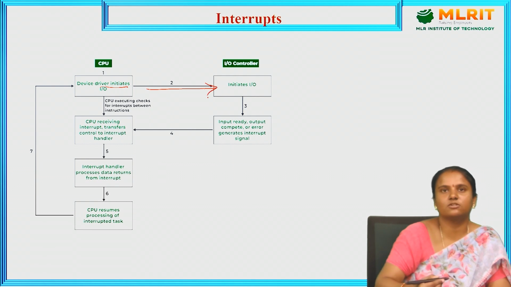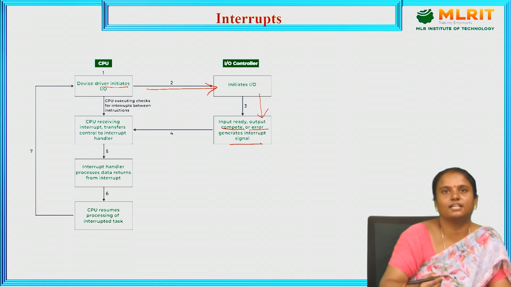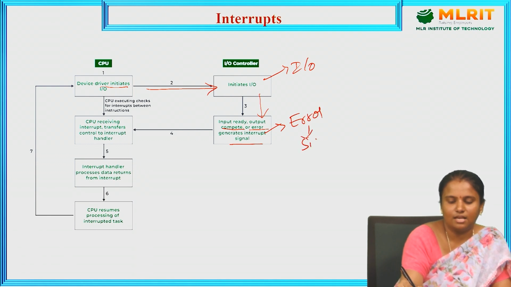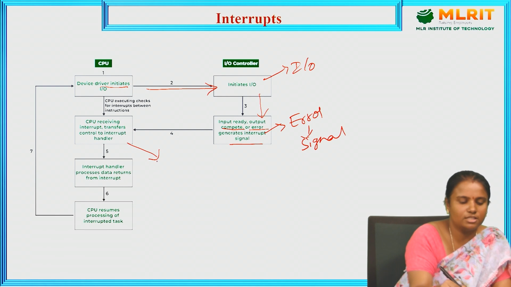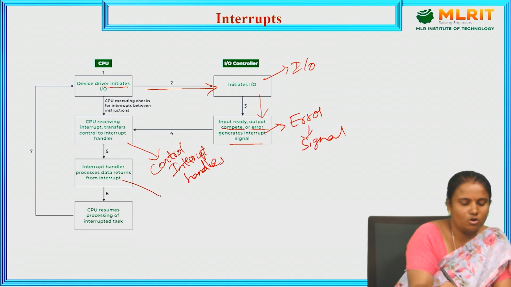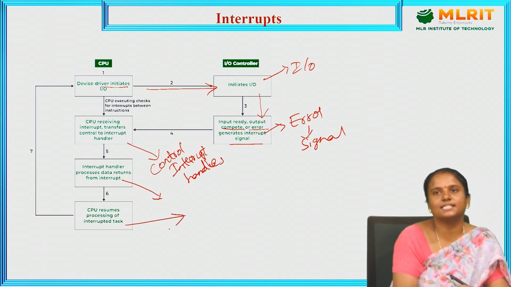So input output is going to be sent. And next, input output completes or an error generates an interrupt signal. So when you are passing some input output operation here, if an error occurs or it raises some signal, then the CPU receives control through the handover. It controls the interrupt and handles the errors. And next it goes here: interrupt handler processes data, returns from interrupt. So after rectifying the interrupts, it sends the data. So the CPU resumes processing its interrupted task.